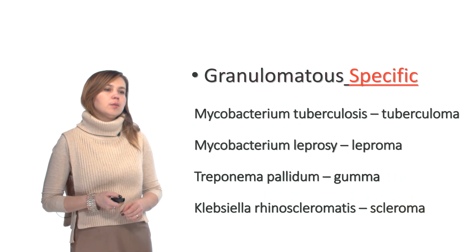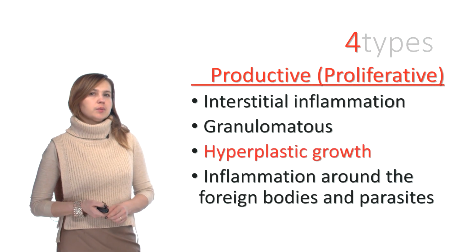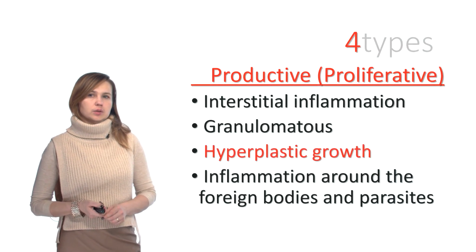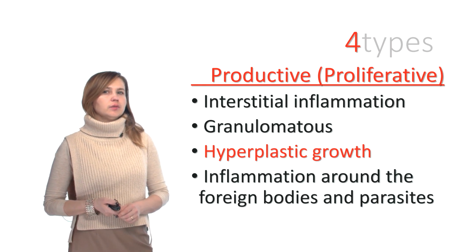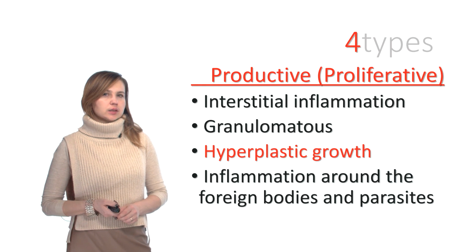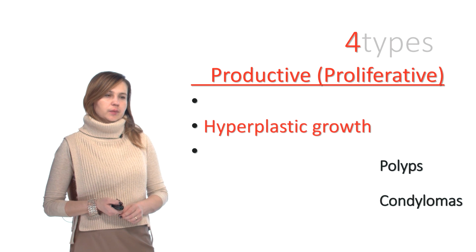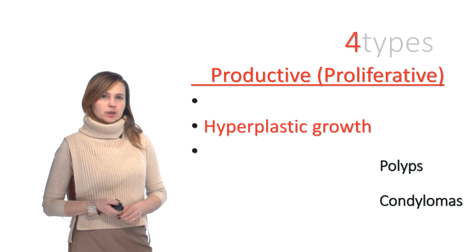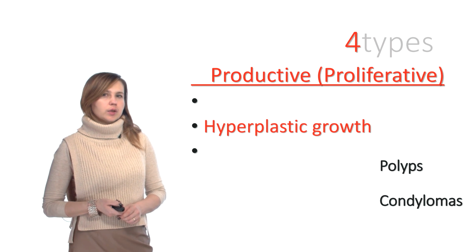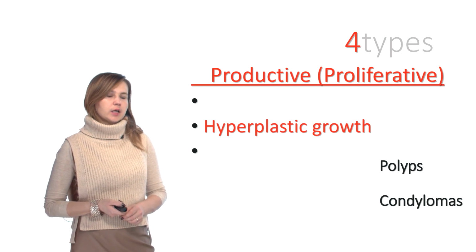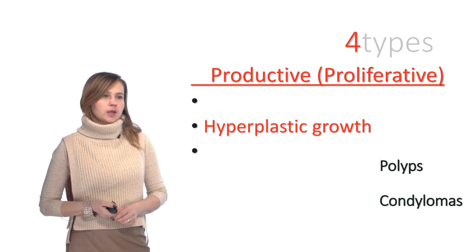Next is about hyperplastic growth. Hyperplastic growth is polyps and condylomas. Comparative characteristics of hyperplastic growth in the form of polyps and condylomas are presented below. Etiology: polyps are polyetiological. Condylomas are caused by human papillomavirus infection.